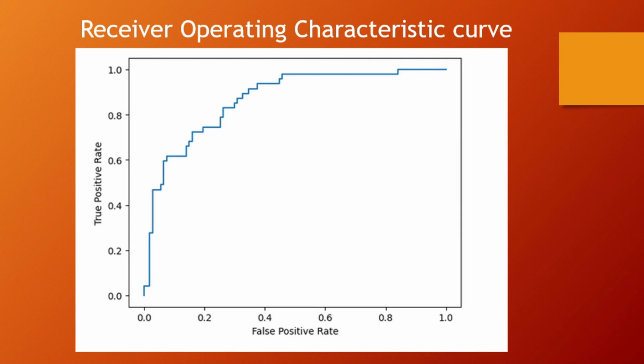The next graph I generated for the logistic regression model was the receiver operating characteristic curve. So what does this tell you? It pretty much shows you the trade-off between the sensitivity and the specificity. So classifiers that give you a curve closer to the top left corner indicate better performance.